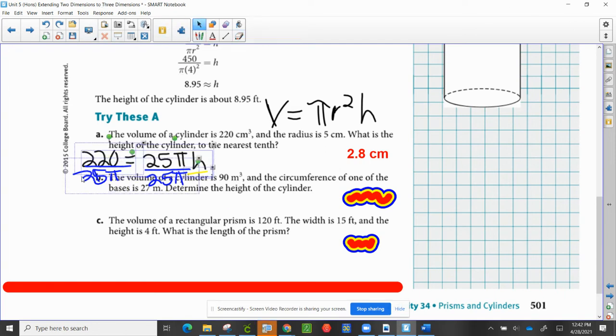I'm going to actually make this a little smaller so I don't cover up the problem. There's my work. 25 pi. There we go.